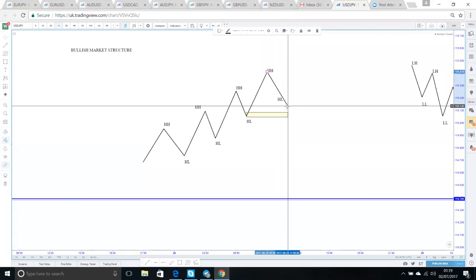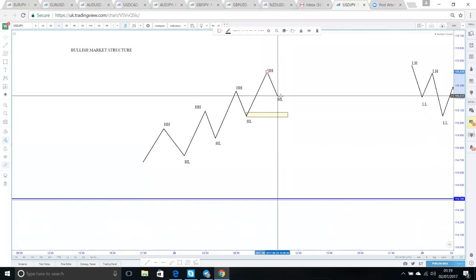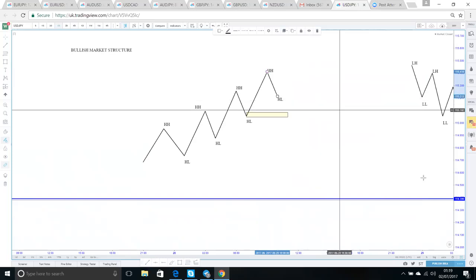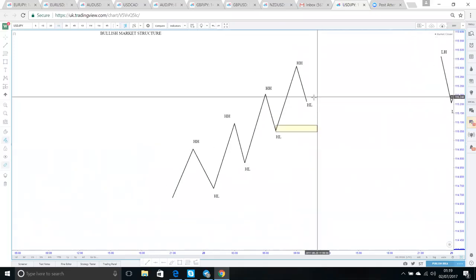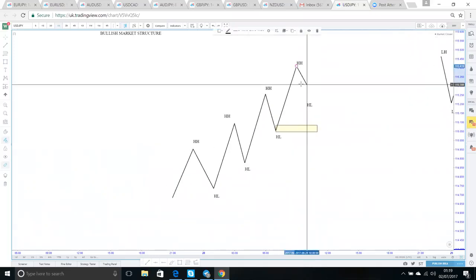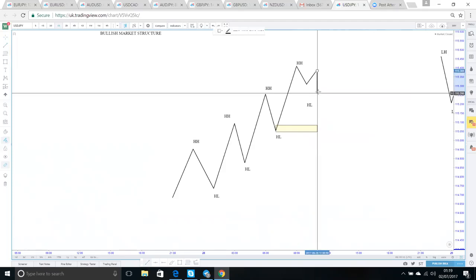Guys, remember this, this is what I want to discuss with you guys. So this is an uptrend. Price is here. Price starts doing this.